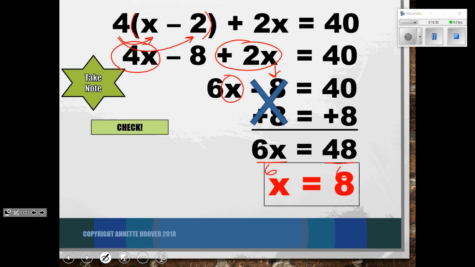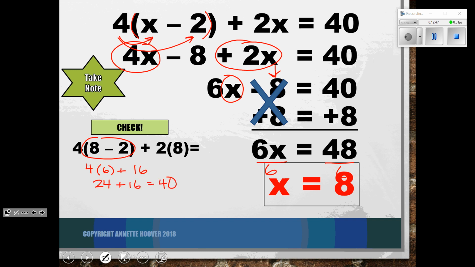Again, we could plug that back in to check. We have a set of parentheses here. We can do parentheses first. That would be 4 times 6 plus 16. That would be 24 plus 16, which is equal to 40, which is what we wanted it to be, so it checks.